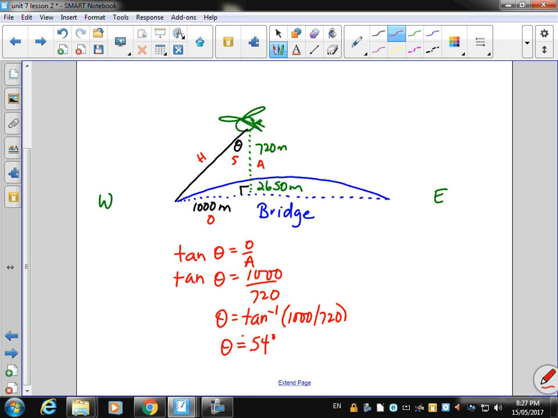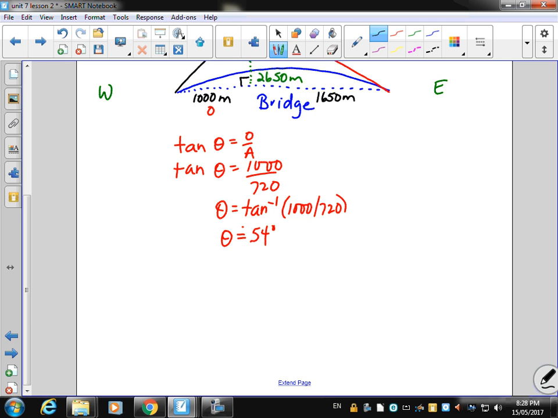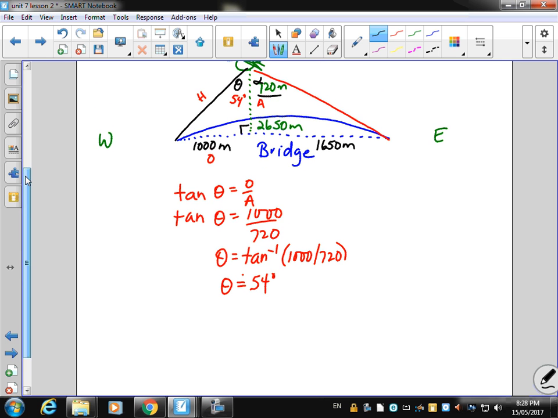Okay, so 54 degrees will allow her to span that 1,000 meters. She needs to be able to see the rest of the bridge. So to see the rest of the bridge, which is, my colors are getting confusing, I'm sorry, 1,650 more meters. Still a rise of 720 meters high. I'd like to know this angle. I'm going to call it a different Greek letter. I'm going to call it alpha. I want to find angle alpha to see if she can see all of the rest of the bridge. We'll see that angle alpha is less than 96 degrees.